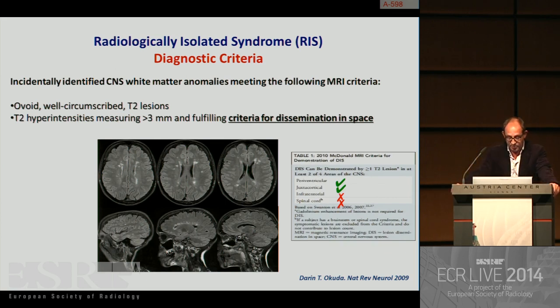These are the ones proposed again by Okuda. I think that these diagnostic criteria are relatively restrictive. He mentioned that we have to consider only those lesions that are well circumscribed, with high signal intensity on T2, measuring at least 3 millimeters, and fulfilling the criteria for dissemination in space according to the McDonald criteria. And this is, again, a case where you can see that the patient fulfills at least 2 of the criteria, and therefore fulfills the criteria for dissemination in space according to the 2010 McDonald criteria.